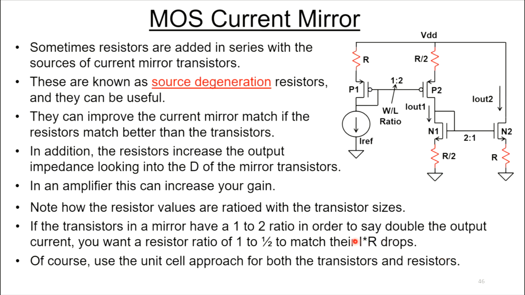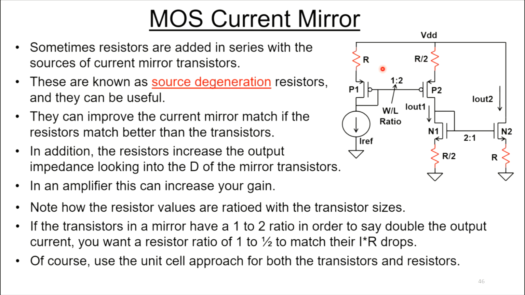Sometimes resistors are added to current mirrors. Now I just show a couple of resistors added in here. And these are known as source degeneration resistors. You've probably heard that term before. Now, these resistors can be stuffed in here, and they can somewhat improve the matching of these current mirrors if the resistors match better than the transistors. But that's usually not the primary reason for adding these resistors.